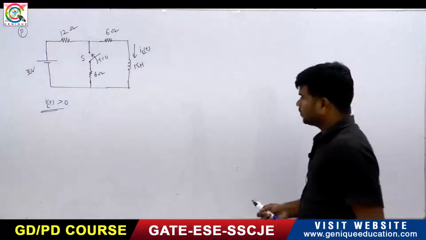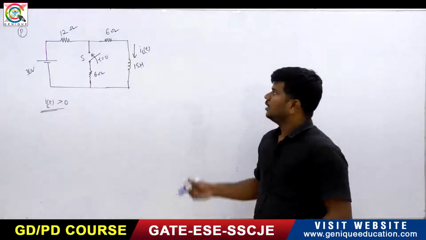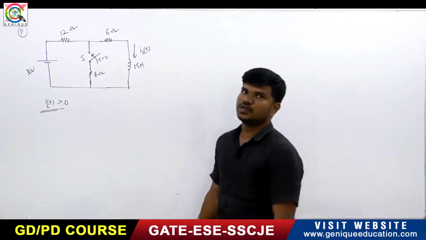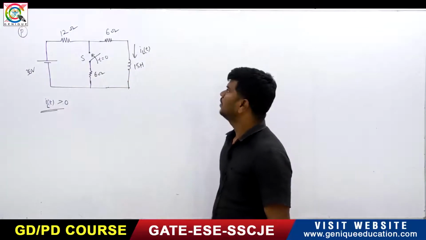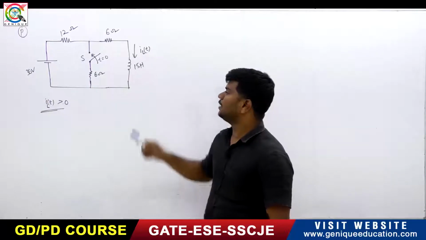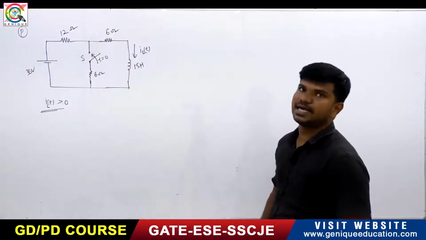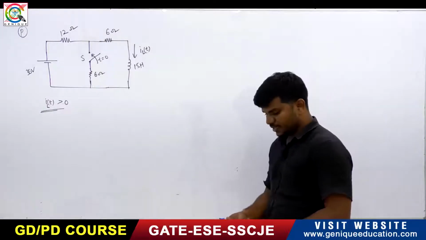Next question. If you observe this question, one circuit is given and a switch is placed here. At t equals 0, the switch is going to be closed. Now he asked us to find the IL of t for t greater than 0, the inductor current for t greater than 0.